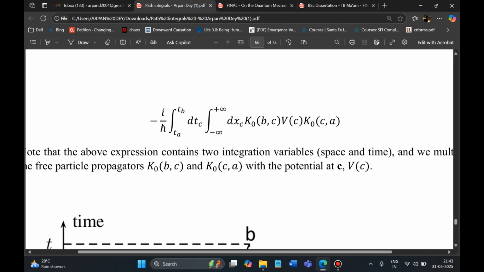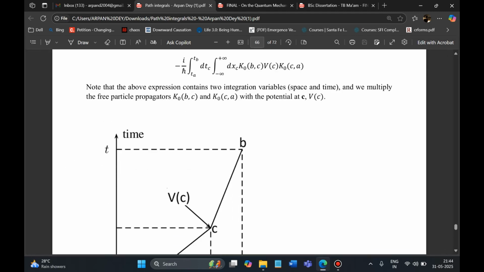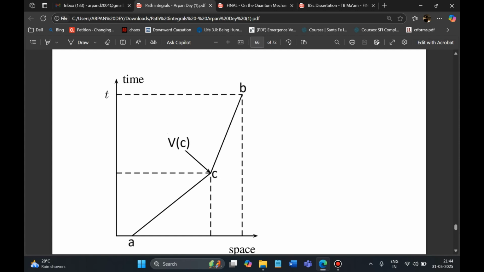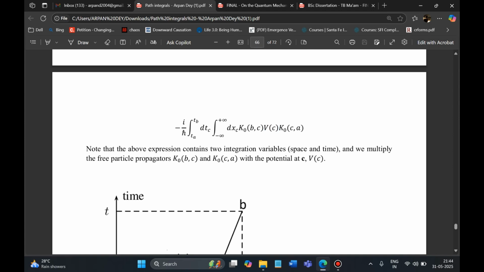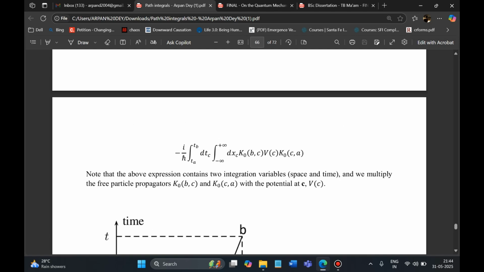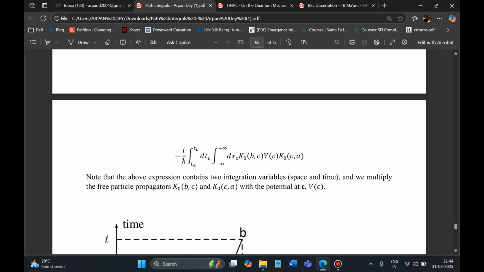What you can do in this case is use the free particle propagators. K0, from A to C, use the free particle propagator. From C to B, also use the free particle propagator. But you multiply with Vc, because Vc is the potential at C. At the point C, the particle momentarily experiences a potential, and that is Vc. So you multiply with Vc. And then you integrate over dxc, all the possible values of xc, minus infinity to plus infinity. And you also integrate over dtc, from TA to TB, from the initial time to the final time, over the time variable tc.